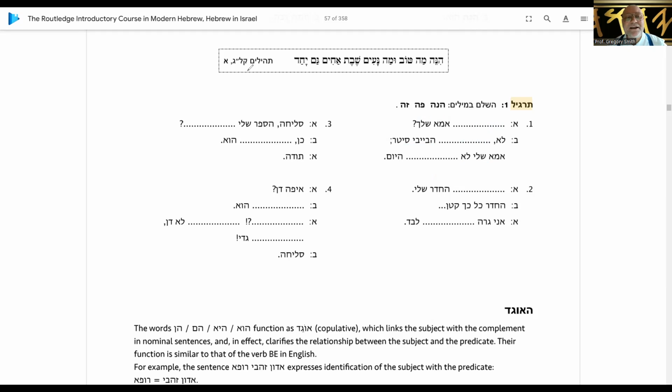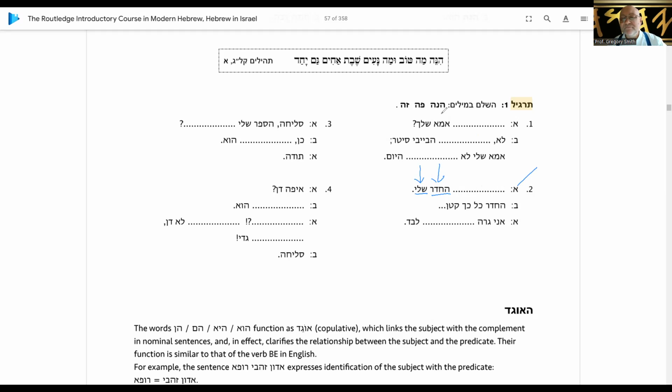Okay, let me see if I can get the second one right. All right, so we have the shelot, the question blank. Haheder shali, not that hahader. Haheder shali. Yeah, my room, that's right. Haheder sheli. So here we go. This is my room. The room sheli, belonging to me.